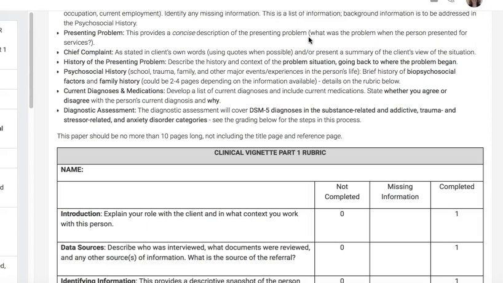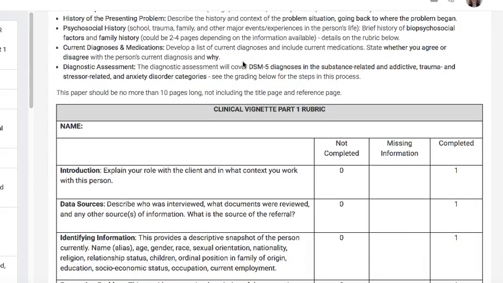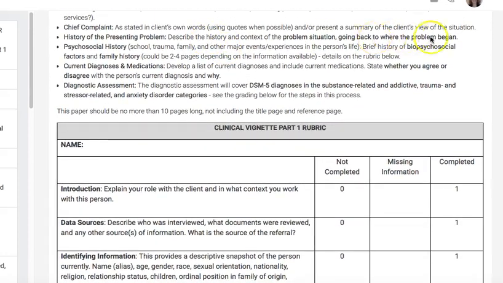Or they might say, "I'm here because I'm going through a divorce. Life has been tough. I don't know what to do about this." That's their chief complaint, very much like the presenting problem. Okay? In the history of the presenting problem, you're going back to where the problem began, and you're giving a historical overview of the development of the problem, still focused on the problem, okay?